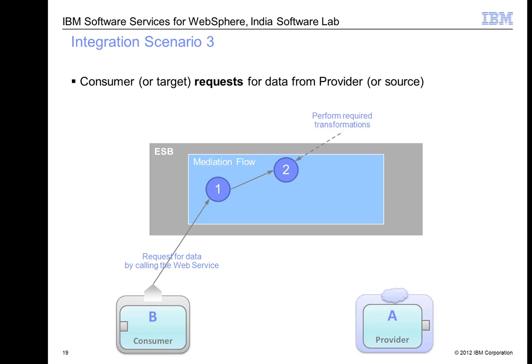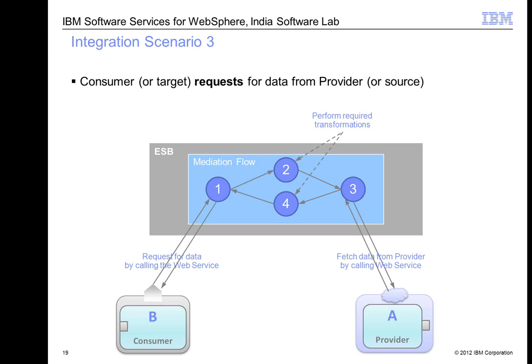Step 2, in the mediation flow, it will do some kind of transformation if needed. For example, the request message is not in the correct format, so it will do the format conversion. And then step number 3, fetch the data from provider application A, and then there is a response flow. The data comes back. Step number 4, as part of response also, if some kind of transformation is required, that will be done, and then back to application B, consumer. So it's a typical request response flow where the request is initiated by B and it is fulfilled by A, the provider.